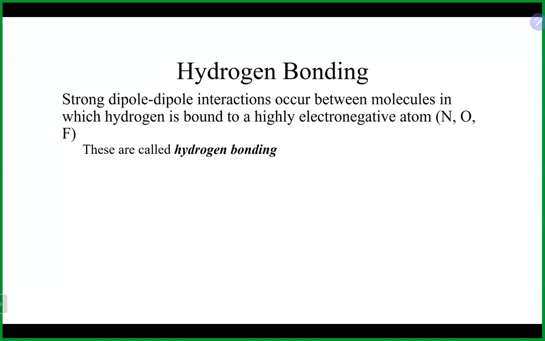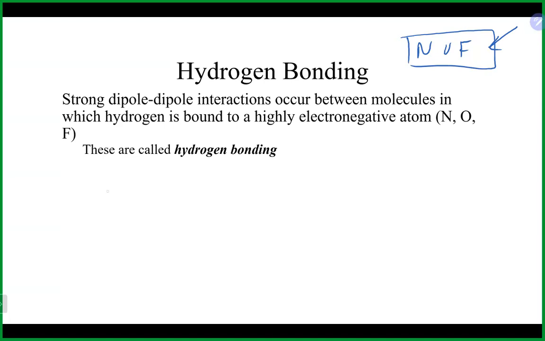So once again, if you look on the periodic table, nitrogen, oxygen, and fluorine are in the upper right of the periodic table, which is where you have the highest electronegativity. So when you have hydrogen bonded to one of those, it's going to create quite a polar bond and allow hydrogen bonding.